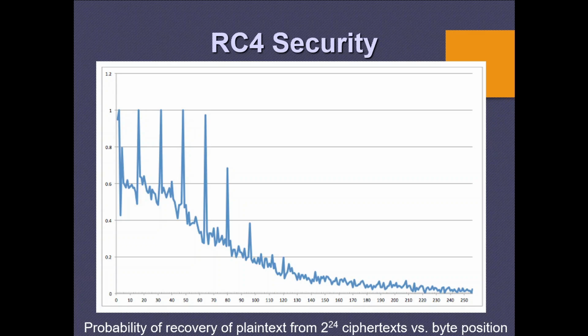The probability of recovery of plain text from 2 power 24 ciphertexts versus its byte stream is quite difficult. A more serious problem occurs in its use in the WEP protocol, not with RC4 itself, but in the way the keys are generated for use as input to RC4. So currently RC4 is secure, but probably with a sufficiently larger key.